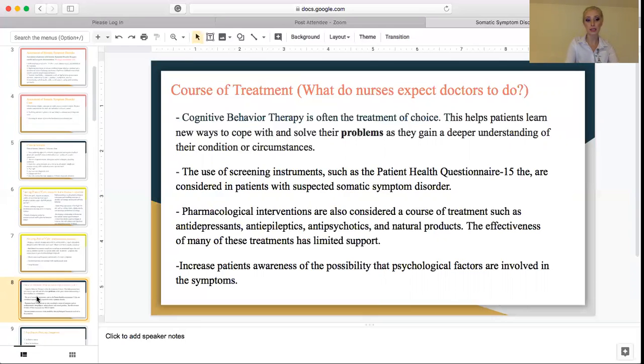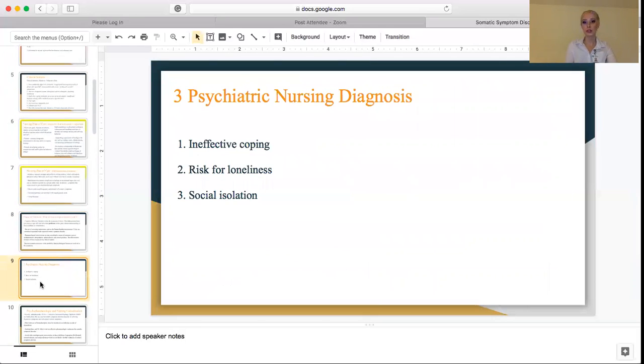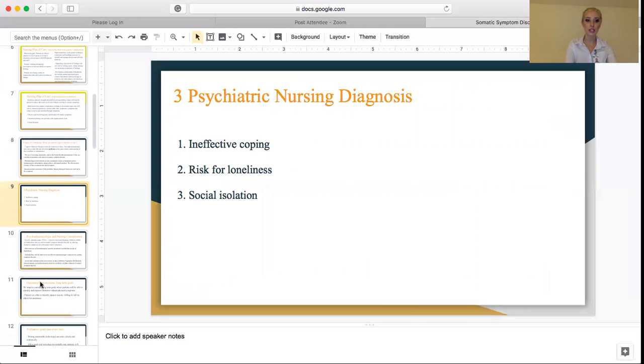Patients' awareness should be increased that psychological factors may be involved in the symptoms. Three psychiatric nursing diagnoses include ineffective coping, risk for loneliness, and social isolation.